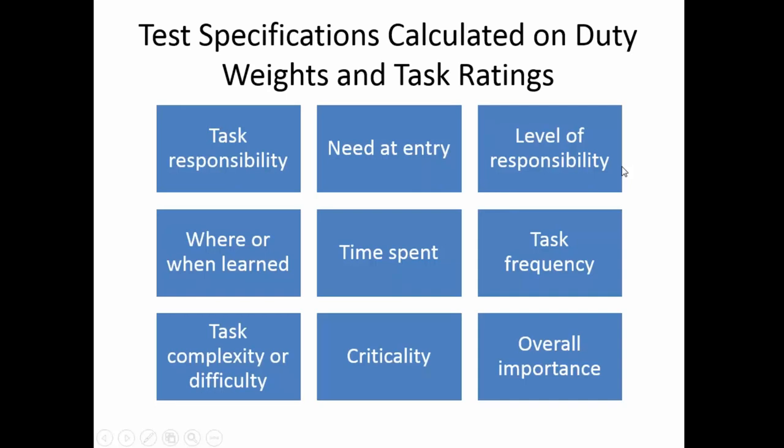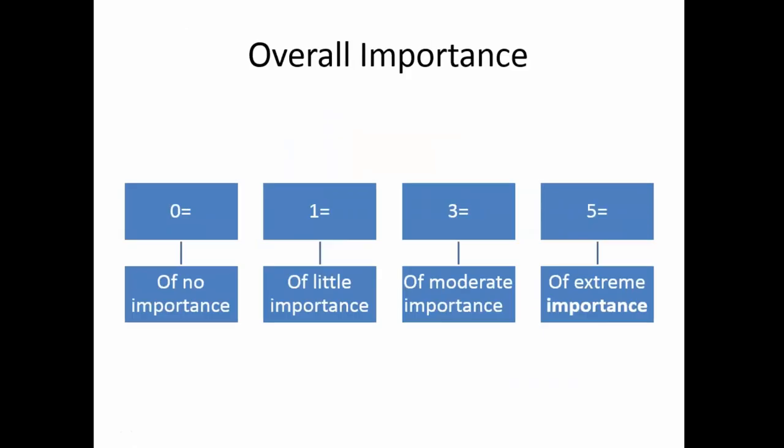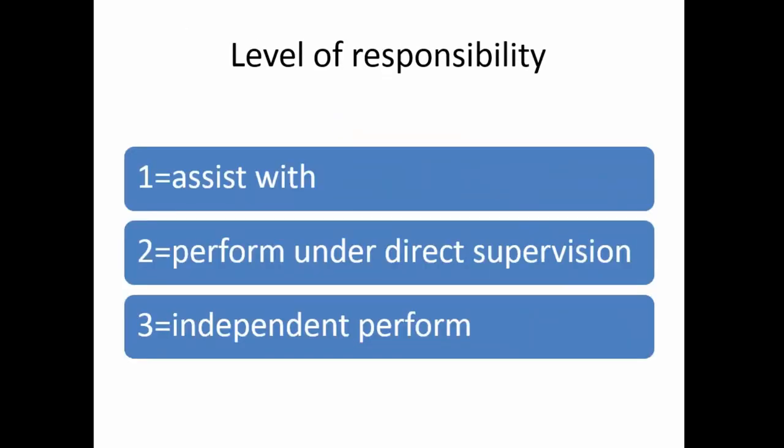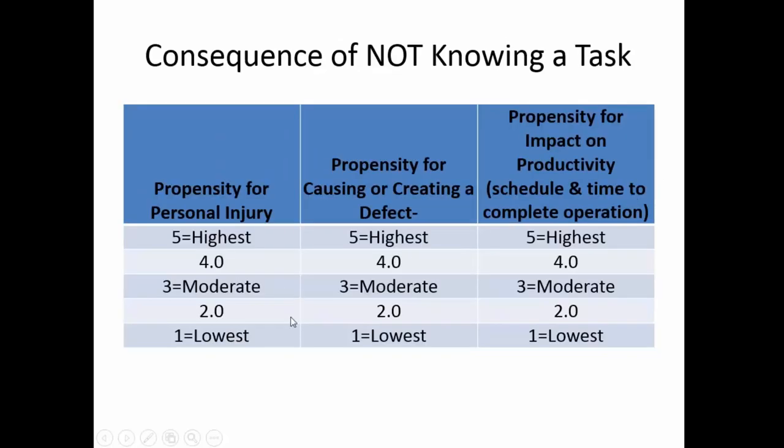There are lots of other categories that when I go out and do this work with clients, I might say, tell me what you would like to have them rated on. Some examples are what you're seeing on the screen now, but I might say overall importance, level of responsibility, like someone only assists with this, or they perform it under supervision, or they can perform it independently. This is one that I've been using more and more, rating each of the tasks on the consequence of not knowing that task.